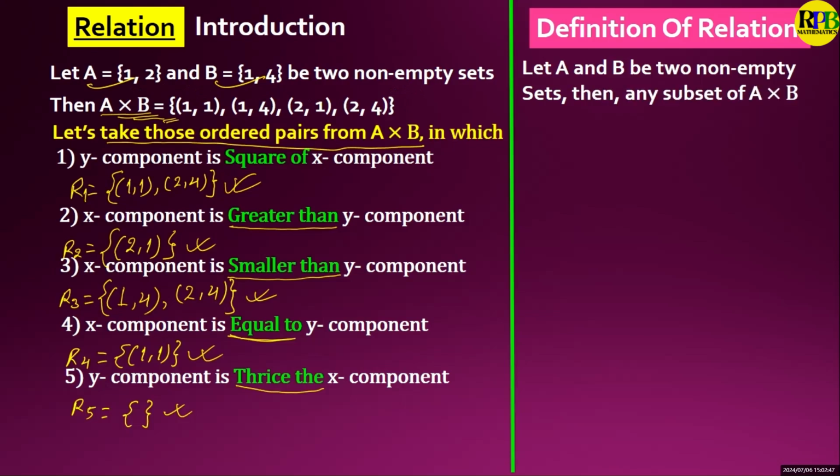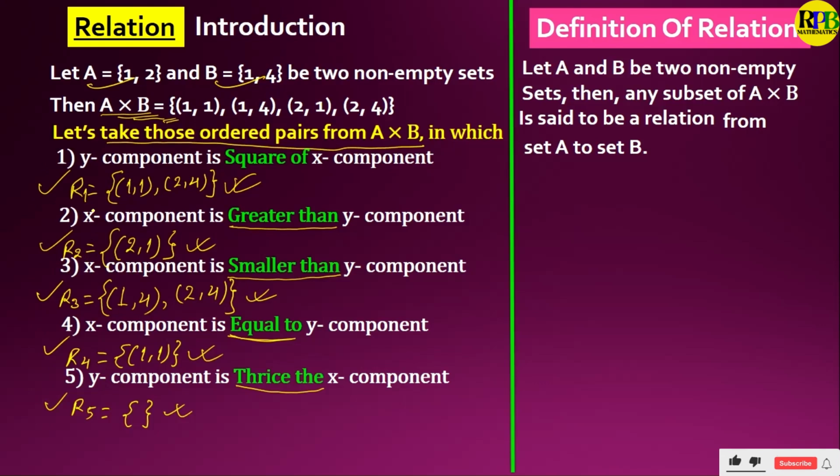A and B are two non-empty sets. Then any subset of A cross B. See here, all these relations are subsets of A cross B. Any subset of A cross B is said to be a relation from A to B. If A and B are any two non-empty sets, then any subset of A cross B, you can see, is said to be a relation from set A to set B.